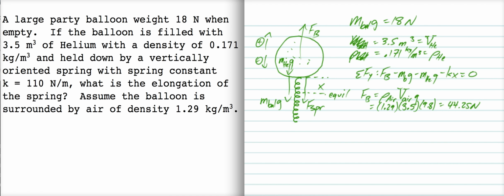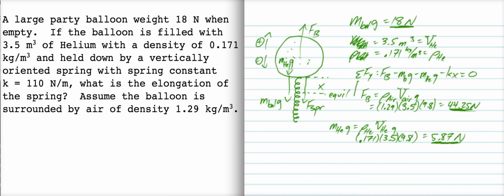Next, we've got the mass of the balloon times gravity, which is 18 newtons. So that's the first two terms. And then we have the mass of helium times gravity. Well, that's the density of helium times the volume of helium times gravity, which is 0.171 times 3.5 times 9.8. So that is 5.87 newtons. That's how much the helium weighs. And then minus kx. And we know k for the spring is 110.